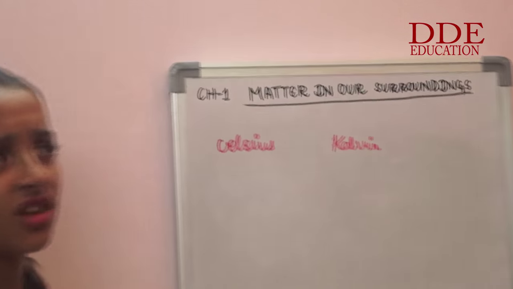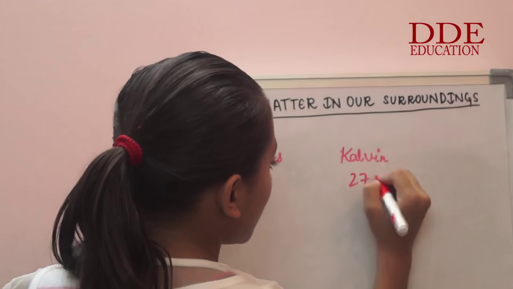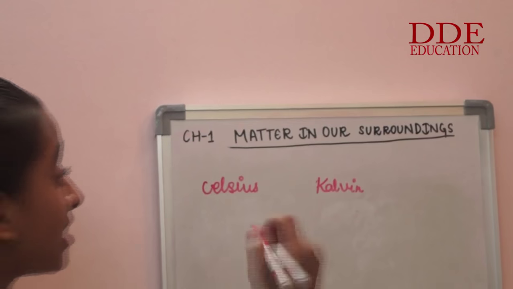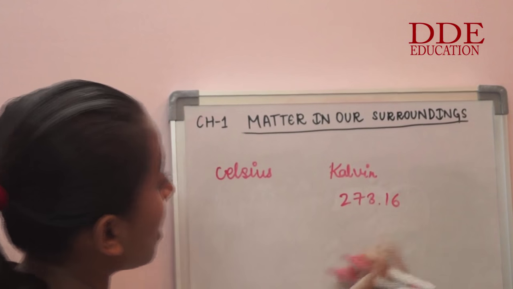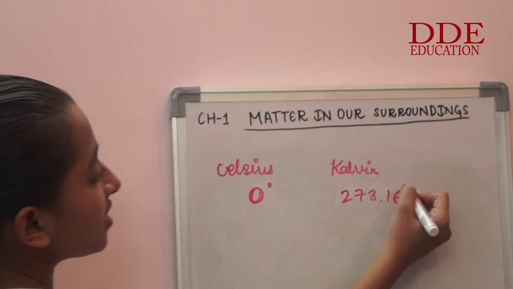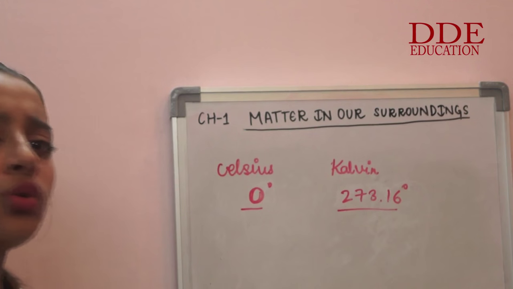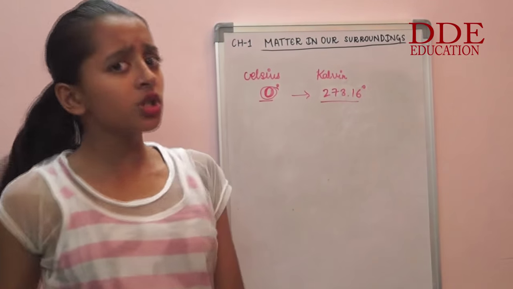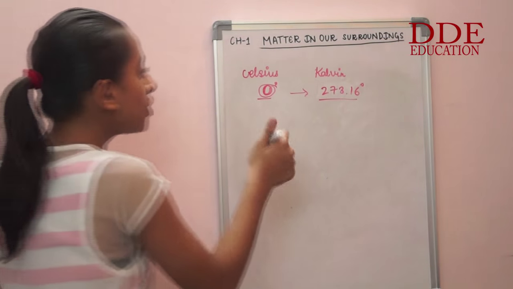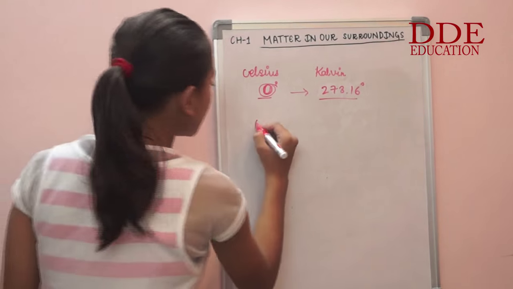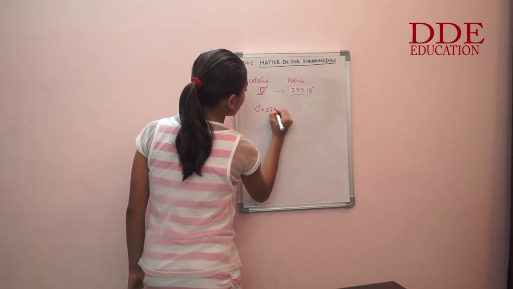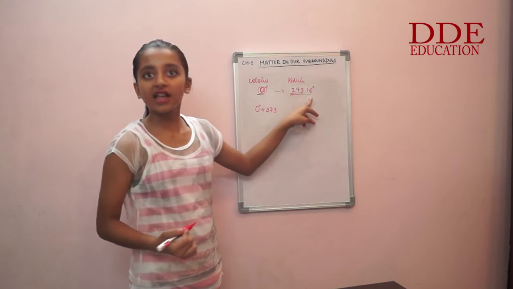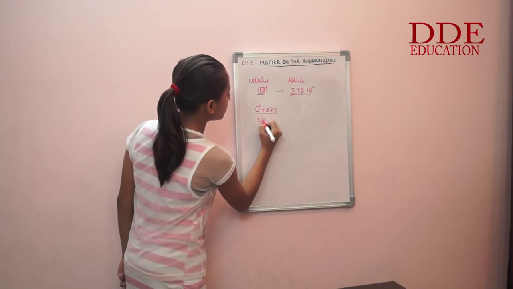Now, the Celsius scale is... 273. Let me confirm first from the book, because I cannot tell you like that. Yes, it's exactly 273.16. And it's zero. These are the starting points. So, if you want to convert a Celsius scale to Kelvin scale, what would you do? The simplest thing you can do is, if you're given that the temperature of a body is 0 degrees Celsius, you will add 273, because we are taking 273 for our convenience and for easy calculation. Now we'll see that it would be 273 Kelvin.